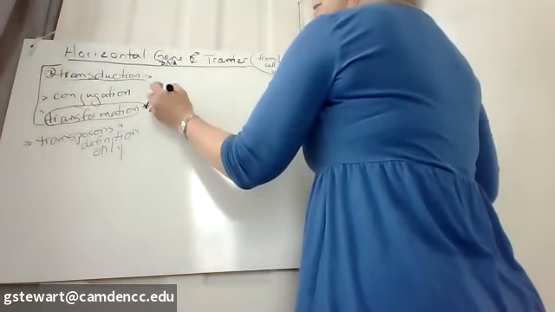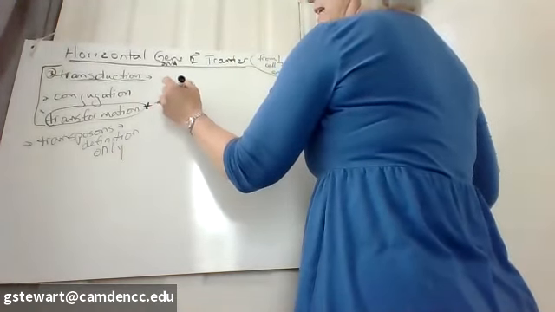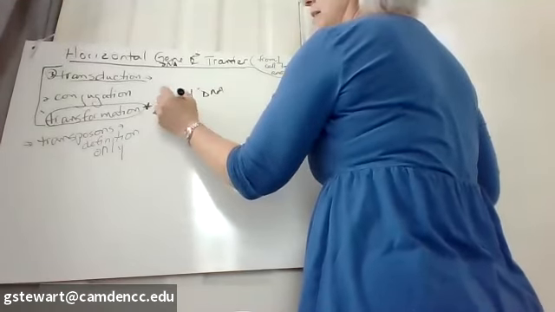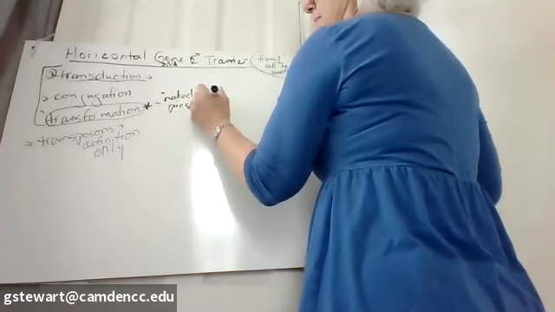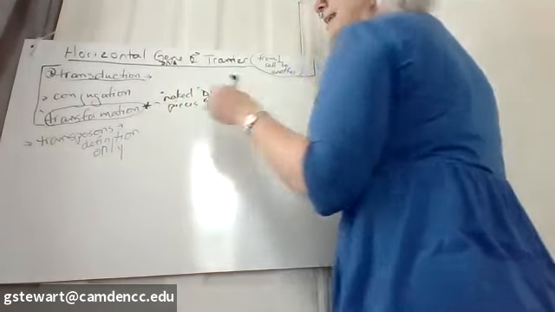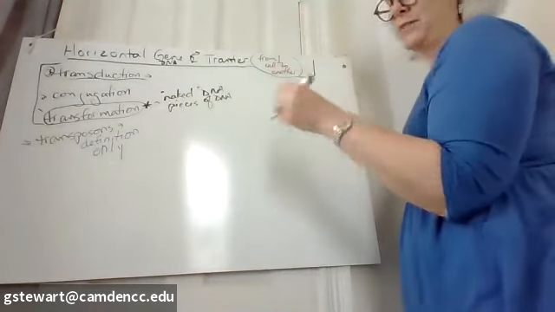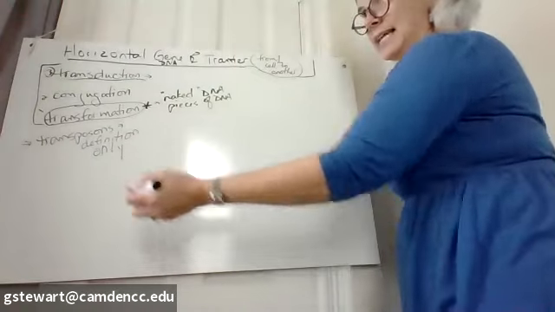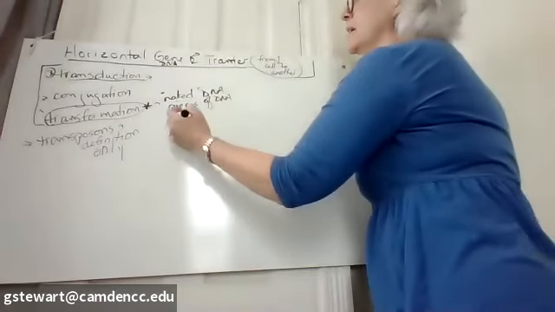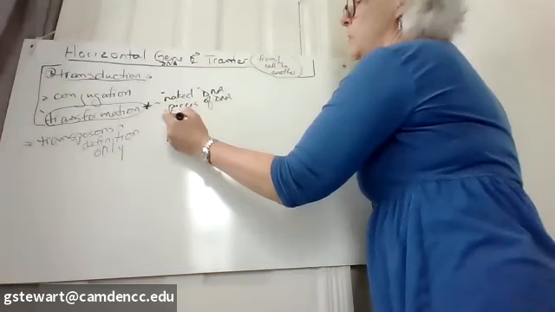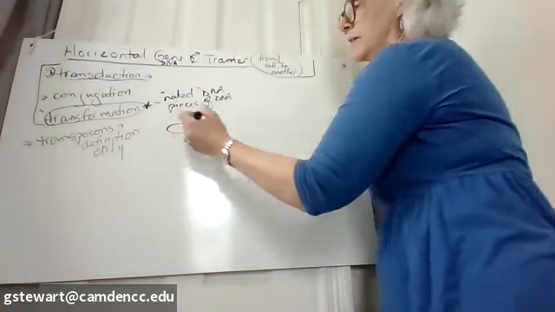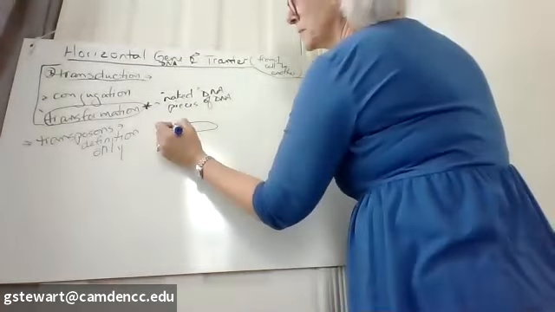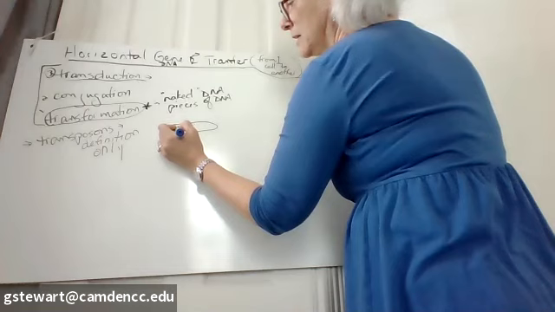So usually we define transformation as the transfer of naked DNA, and it's usually pieces of DNA. What we mean by naked is it's not enclosed in a protein coat or a phospholipid bilayer membrane. This occurs only when one cell dies and a neighbor takes in its DNA. So here's a bacteria, and here's its little chromosome, like I like to draw it.